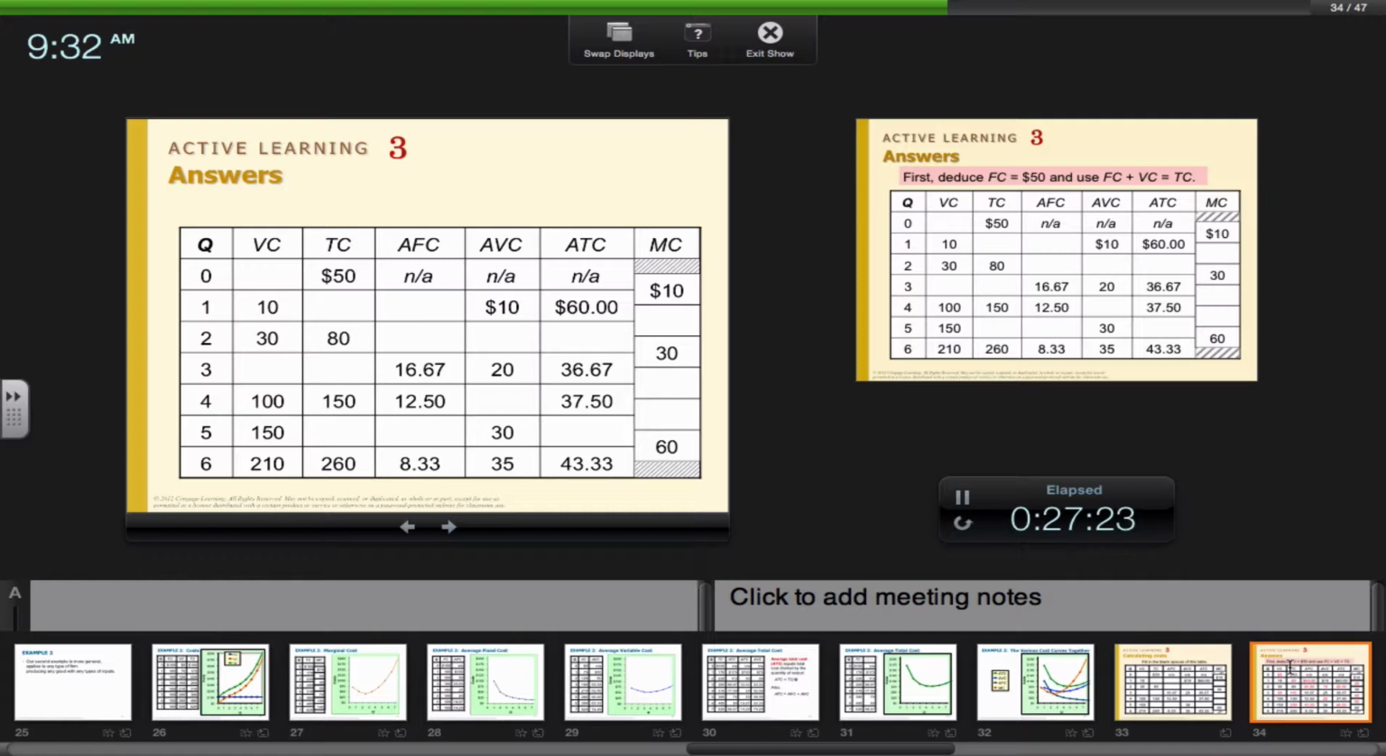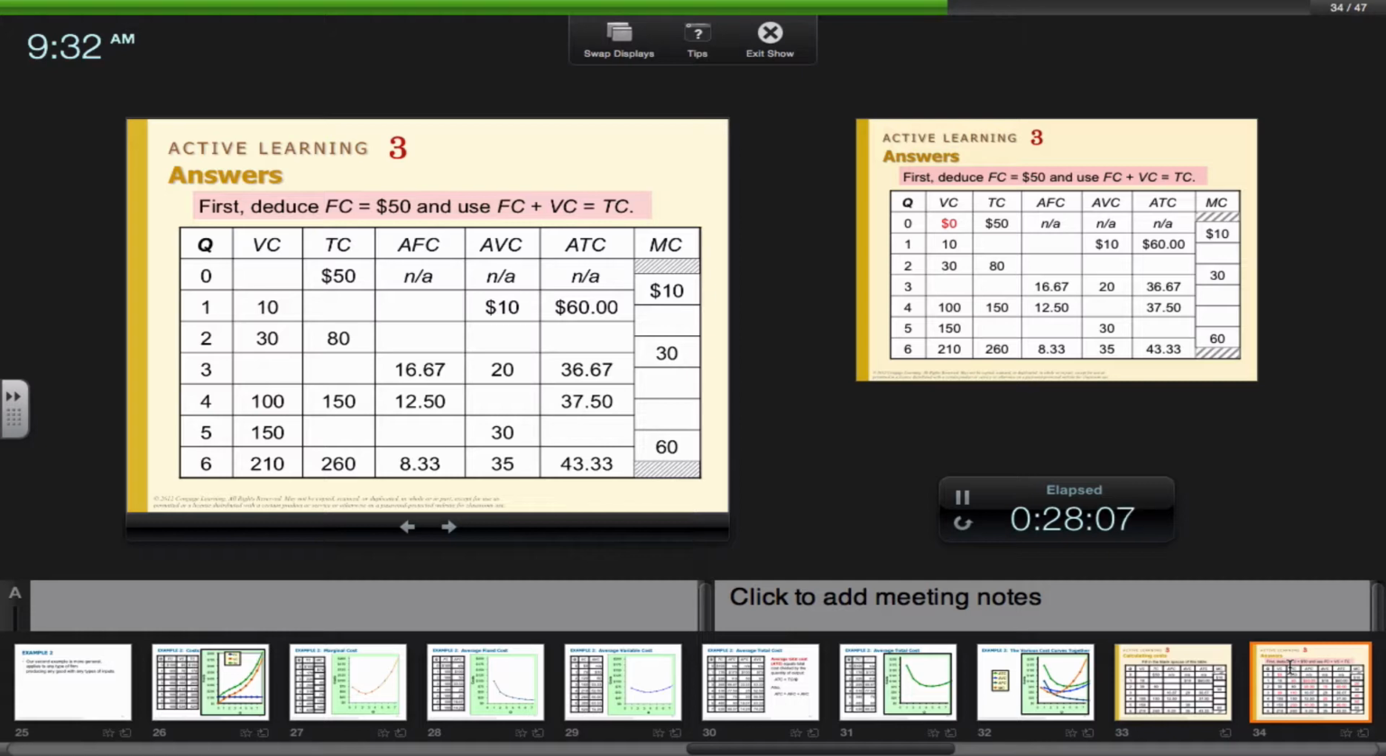Anybody having a hard time getting started? No, still filling zero. I'm constructing the table. What do you have to do first? Take the 30 minus 80, so figure out the, so what does that tell you? That the fixed cost is 50. That tells you your fixed cost. Because here, at 0, total cost was 50. That means it's your fixed cost.